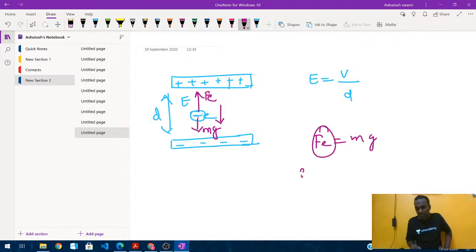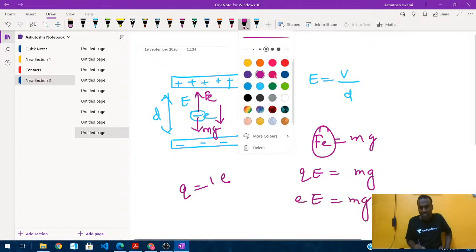What is the electric force, students? Q times E is equal to mg, we can say. So q is nothing but ne, and here one electron is there. Since q is equal to 1e, e into the electric field is equal to mg, we can say.